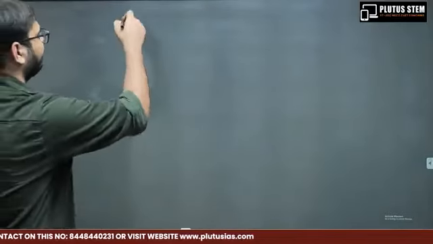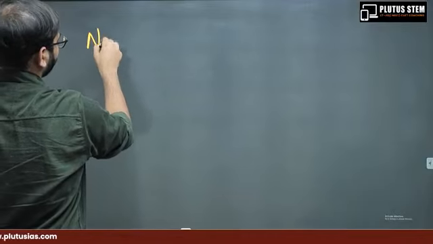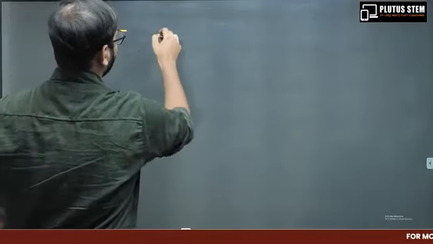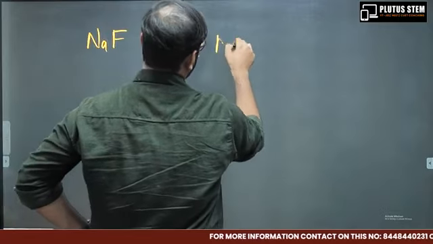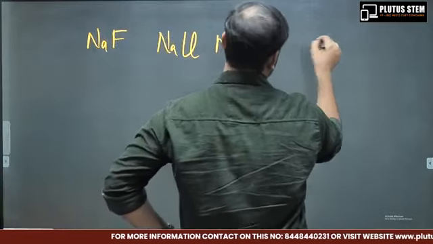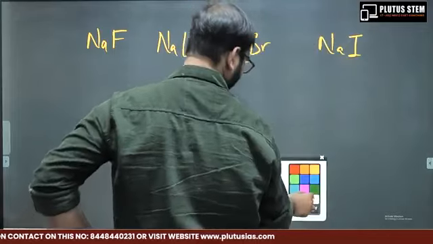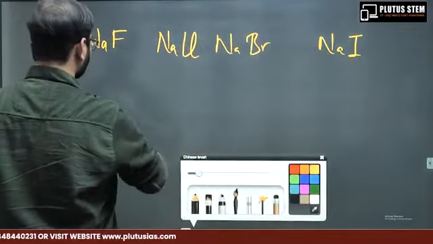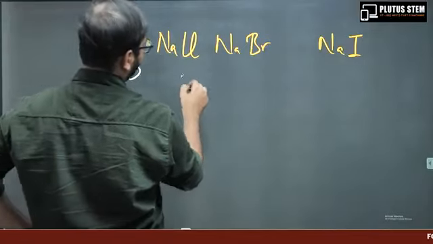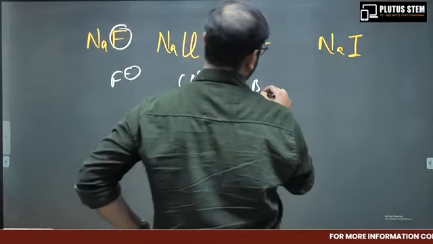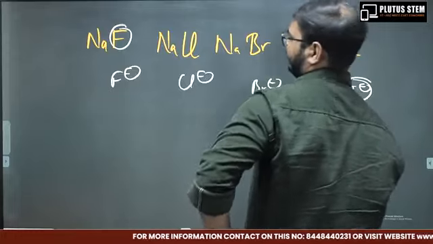Now let's switch to a different category, keeping the metal the same but replacing the anions. NaF, NaCl, NaBr, NaI. Here we have the fluoride ion F minus, chloride ion Cl minus, bromide ion Br minus, and NaI means iodide ion.